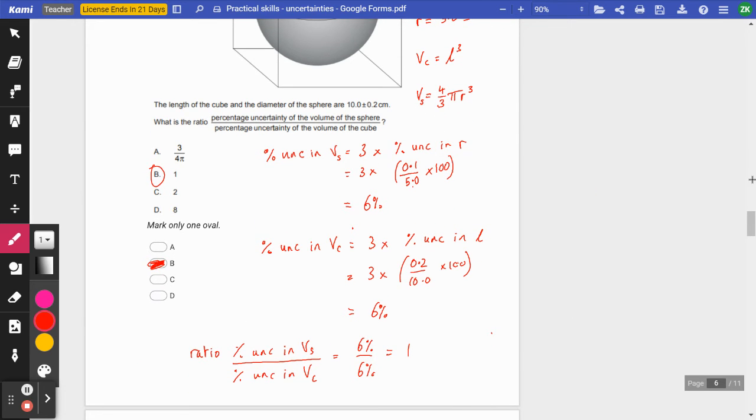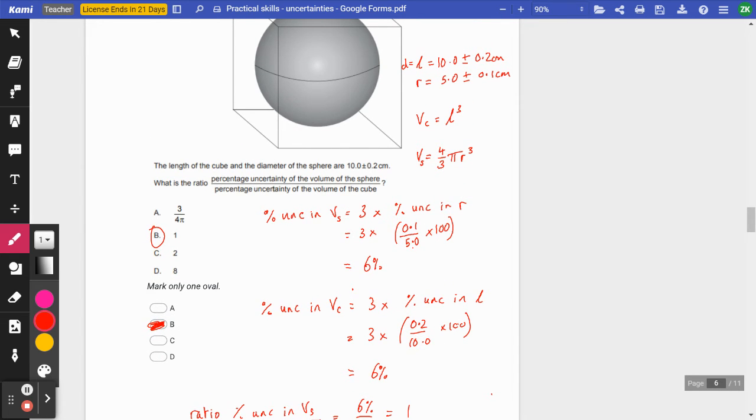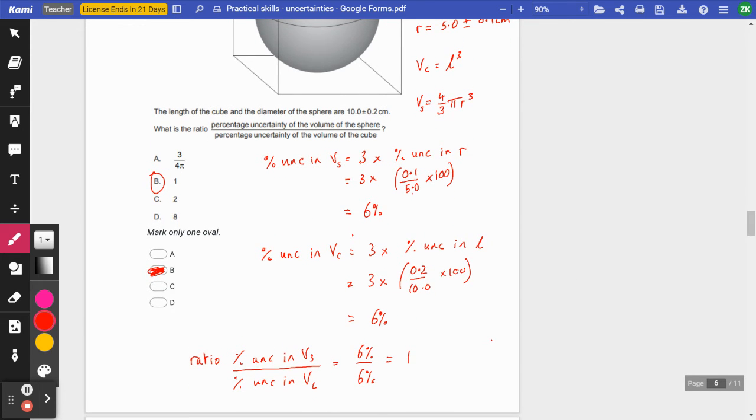Then the percentage uncertainty in the cube is 3 times the percentage uncertainty in the length. Again, that works out to be 6%. So if we were to look at the ratio of the percentage uncertainty in the sphere's volume divided by the percentage uncertainty in the cube's volume, we worked out that 6% for the sphere, 6% for the cube, 6 divided by 6 is 1, so the ratio is 1. Okay?